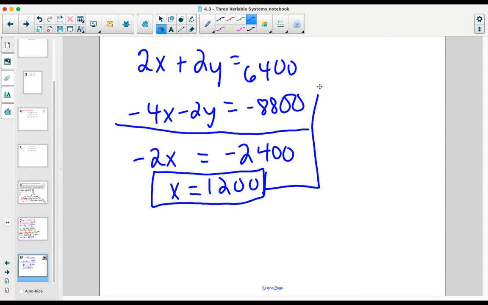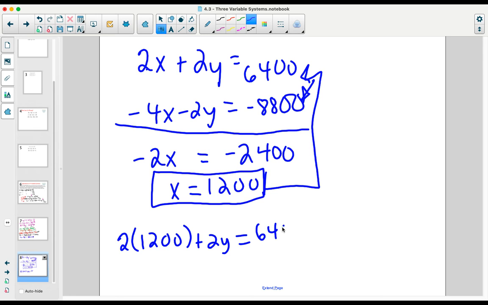Using this, we can go back to one of these two equations and attempt to figure out what y is, because we already have z eliminated. We're going to go back into the first one. We'll say 2 times 1,200 plus 2y equals 6,400. Simple solving of this equation would give you that y is equal to 2,000. So now I have the x and the y of this particular system.